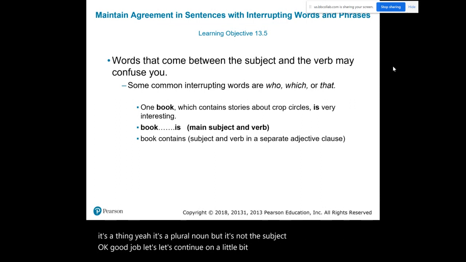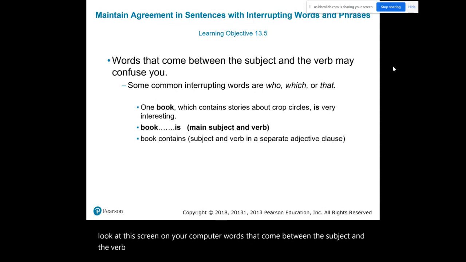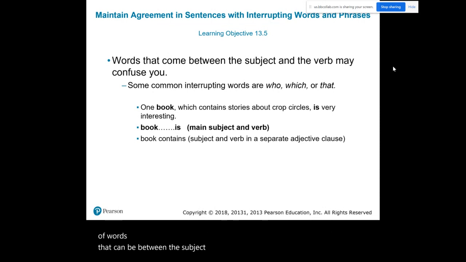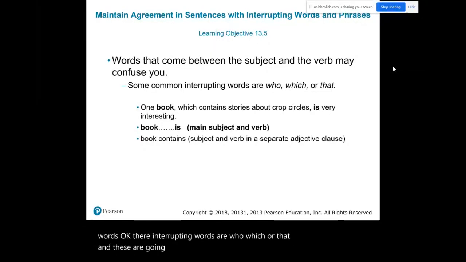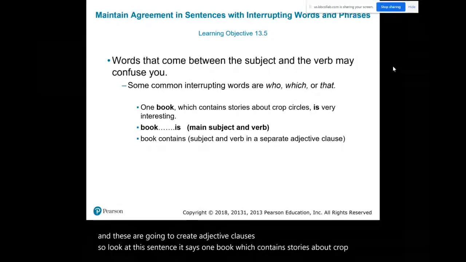Look at this screen on your computer. Words that come between the subject and the verb may confuse you. So we're looking at other types of words that can be between the subject and verb. These are not prepositions, but these are other types of words, okay? The interrupting words are who, which, or that. And these are going to create adjective clauses. So look at this sentence. It says, one book, which contains stories about crop circles, is very interesting.